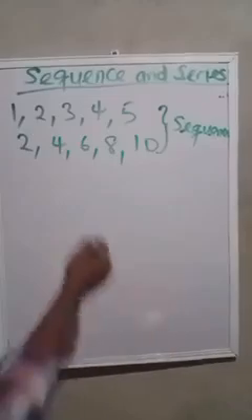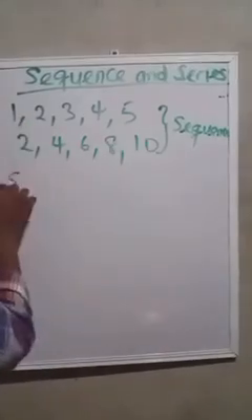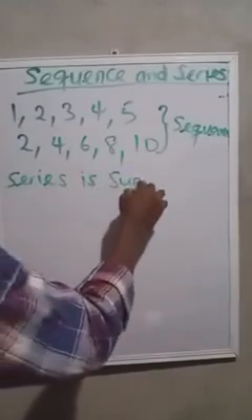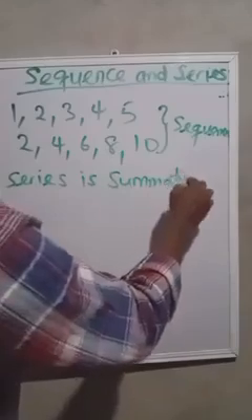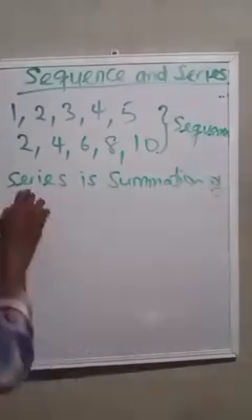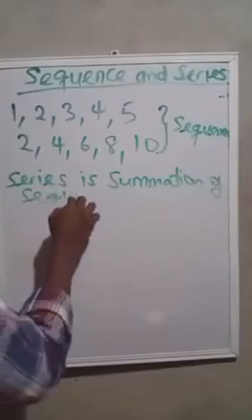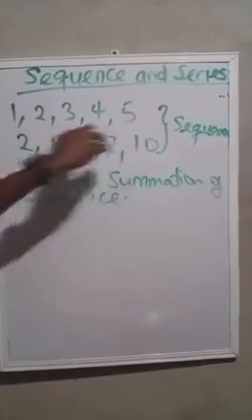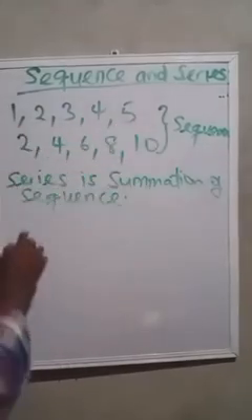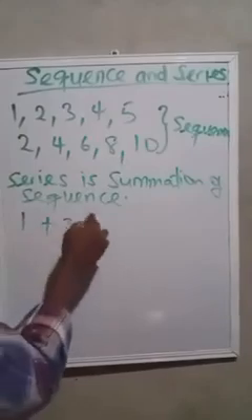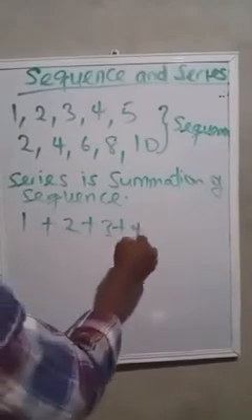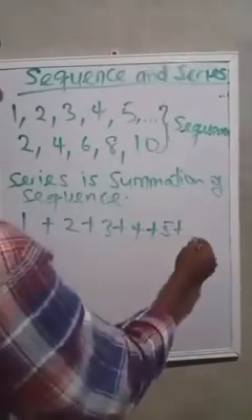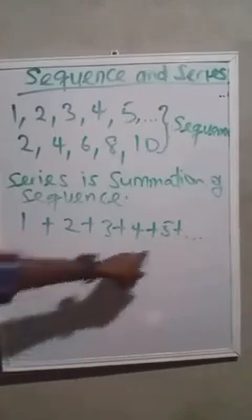Series is the sum of a sequence. Series is a sum, or you can say the summation of a sequence. So you have a sequence, and the summation of this, we can have as 1 plus 2 plus 3 plus 4. This can continue, plus 5 plus ... This is what we refer to as a series.